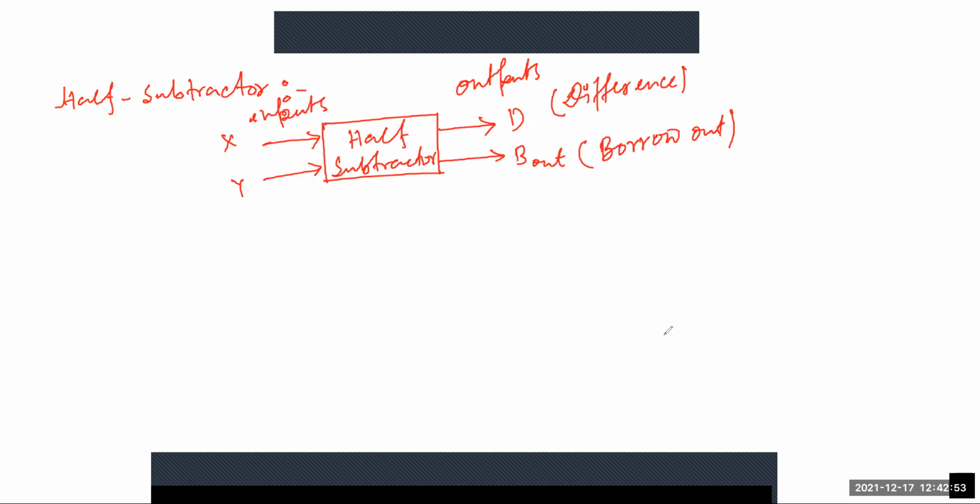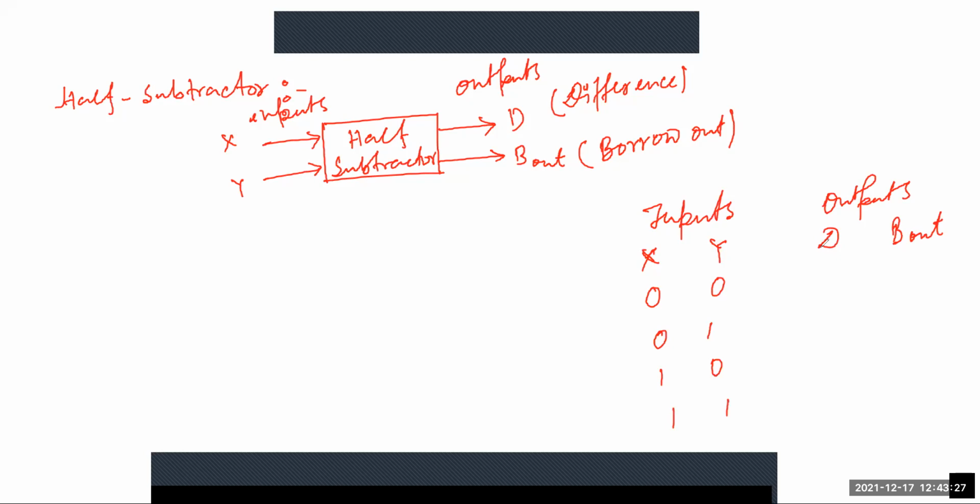Okay, now the truth table of half subtractor is inputs and outputs. So X and Y, and this is the D and B out. So this is two inputs. From these two inputs, we are getting four input combinations, that is 0 0, 0 1, 1 0 and 1 1.